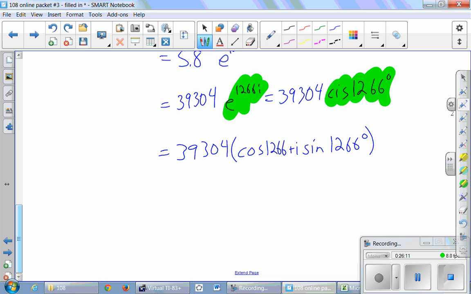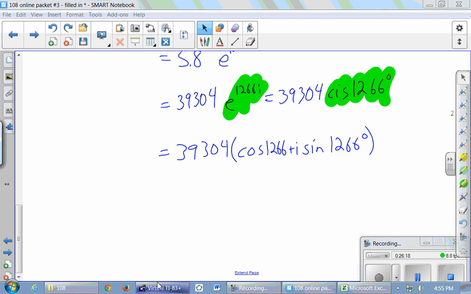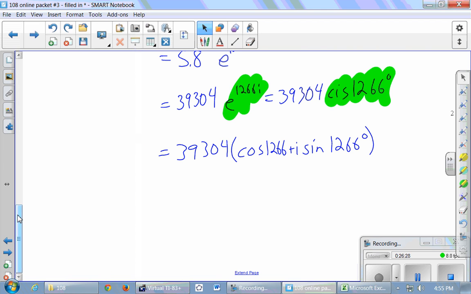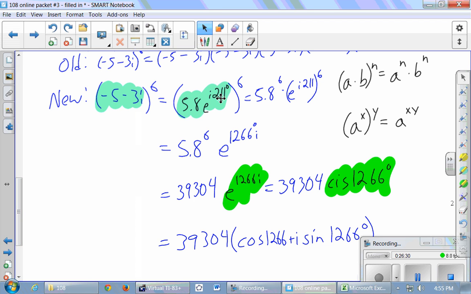I can type in cosine of 1266 and get a decimal. Same thing for sine of 1266. So let's do that now. But again, instead of using 1266, I'd really like to use the non-rounded version of things. So let's give this a shot over here. Where did the 1266 come from? Well, it came from the 211. Where did the 211 come from? Well, that one came from the inverse tan.